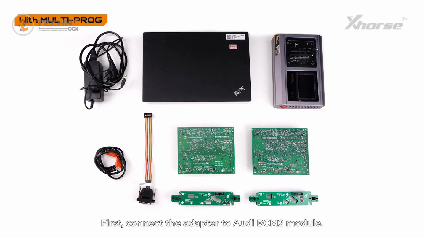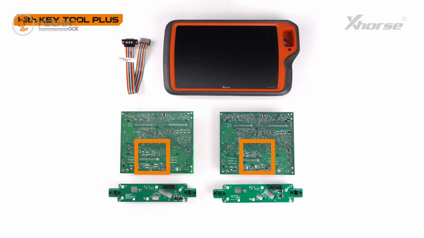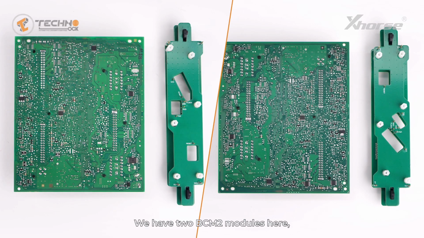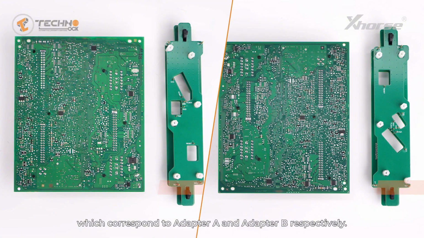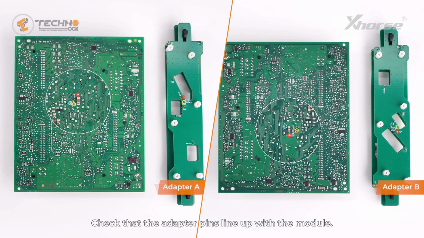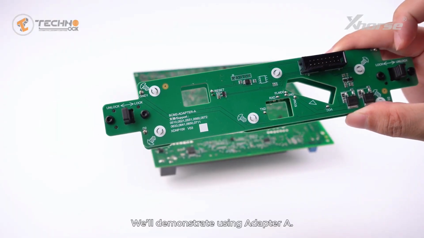First, connect the adapter to the AO.D BCM2 module. At this point you must choose the correct adapter. We have two BCM2 modules here, which correspond to adapter A and adapter B respectively. Check that the adapter pins line up with the module. Make sure the F, L, M, D, G and D, and VRCG pins are in the right place. Follow the wiring diagram and choose the correct adapter. We'll demonstrate using adapter A.